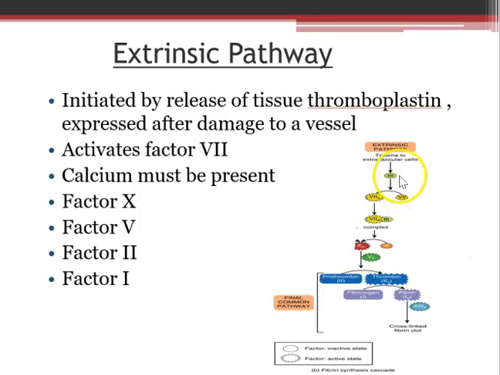And so you're going to start out with factor 3, you can see here in the flow chart. And that activates factor 7. That's here in this step right here. Calcium must be present in the extrinsic pathway. Then you've got your factor 10, then factor 5, then factor 2, and then factor 1. But once you get down here, you're more in the common pathway for coagulation.